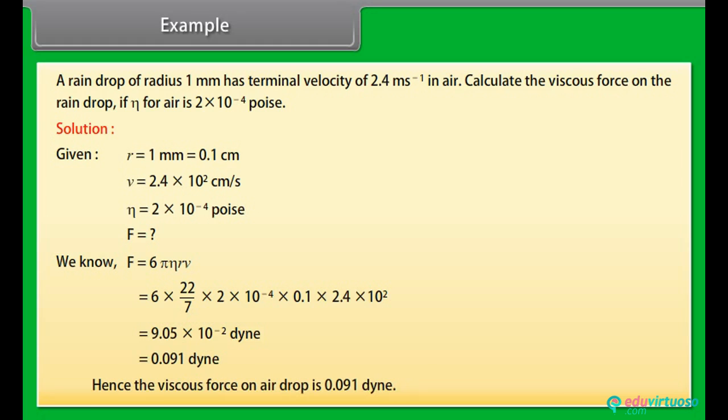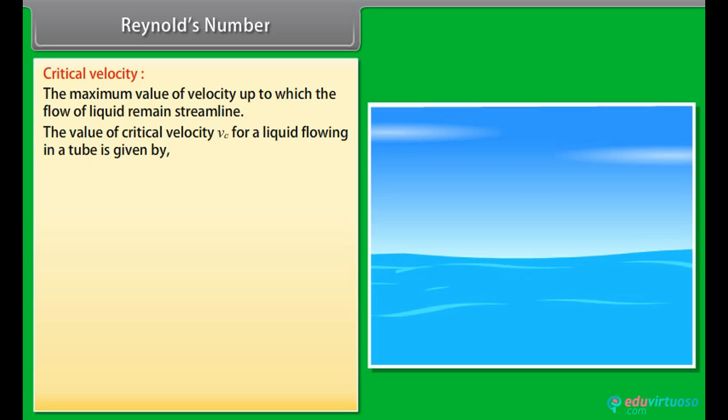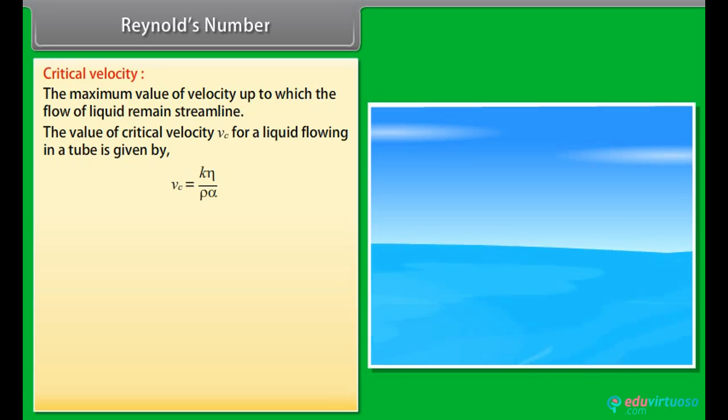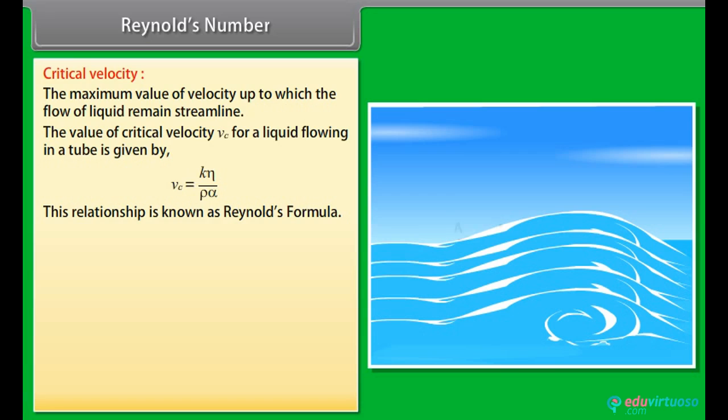0.091 dyne. Reynolds number. Critical velocity is the maximum value of velocity up to which the flow of liquid remains streamlined. The value of critical velocity vc for a liquid flowing in a tube is equal to K into eta upon rho into alpha. This relationship is known as Reynolds' formula.